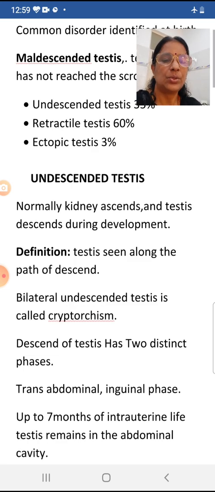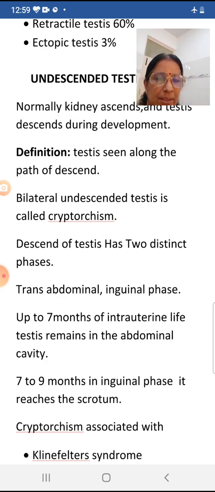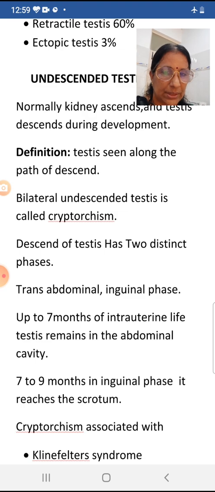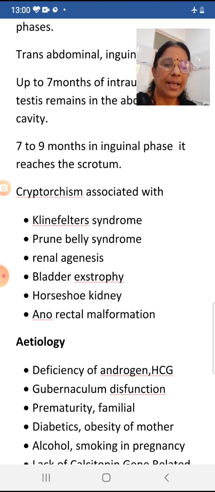Descent of the testis has two distinct phases: the trans-abdominal phase and the inguinal phase. Up to 7 months of intrauterine life, the testis remains in the abdominal cavity. During the 7 to 9 months of intrauterine life, it reaches the inguinal region, that is the inguinal phase. After that it reaches the scrotum. Cryptorchidism is usually associated with Klinefelter syndrome, prune belly syndrome, renal agenesis, bladder extrophy, horseshoe kidney, and anorectal malformations. All these are developmental anomalies.